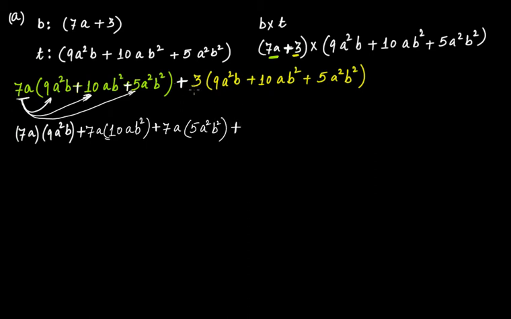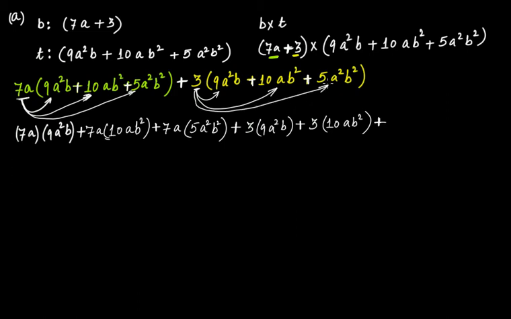Now you have this 3. So 3 multiplied by 9a squared b, then this plus sign here, so plus 3 multiplied by 10ab squared, then you have plus sign here, right? Plus 3 multiplied by 5a squared b squared. Okay, so if you solve this here, you have 7 and 9, so you'll multiply 7 by 9.